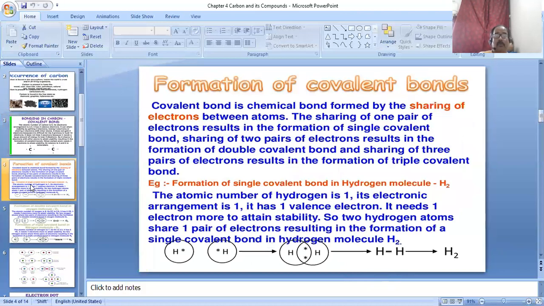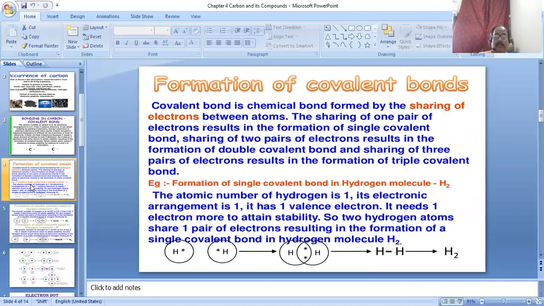Now the formation of covalent bond. A covalent bond is a chemical bond formed by the sharing of electrons between atoms. The sharing of one pair of electrons results in the formation of a single covalent bond. Sharing of two pairs of electrons results in a double covalent bond, and sharing of 3 pairs of electrons results in a triple bond. It depends on how many electrons are shared between both atoms. This is the covalent bond formation.